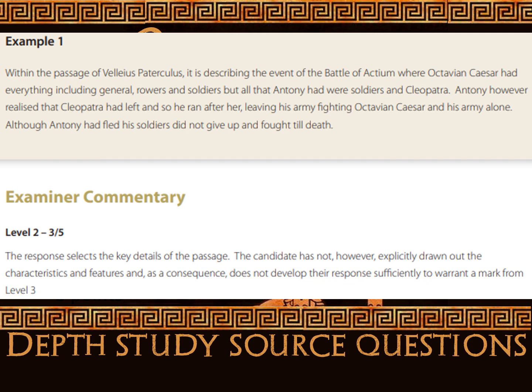3 marks out of 5 in the grand scheme of things is not a bad answer. If you're consistently hitting this mark, you're not going to get the 9s, but you will do reasonably well.